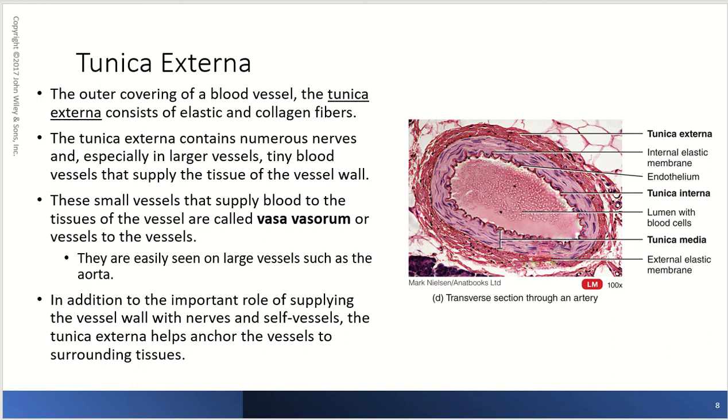These vasa vasorum are going to be fairly easily seen on large vessels, such as the aorta. In addition to the important role of supplying the vessel wall with nerves and small vessels, the tunica externa is also going to help anchor the vessels to the surrounding tissue.